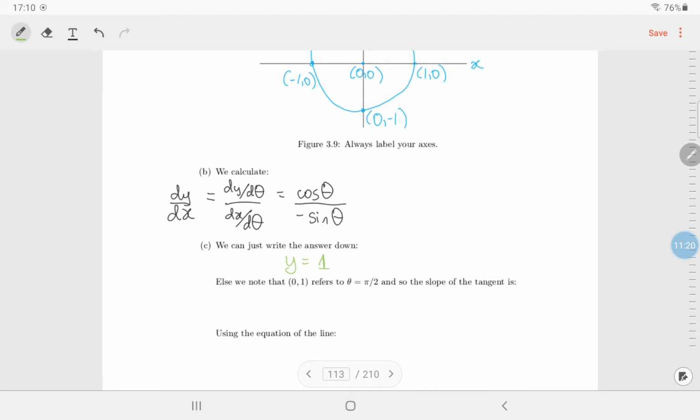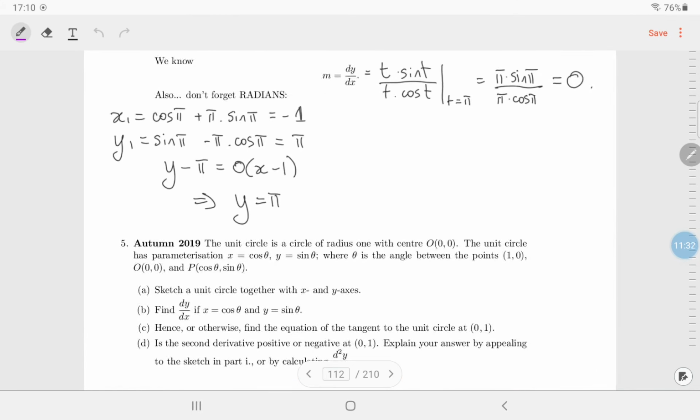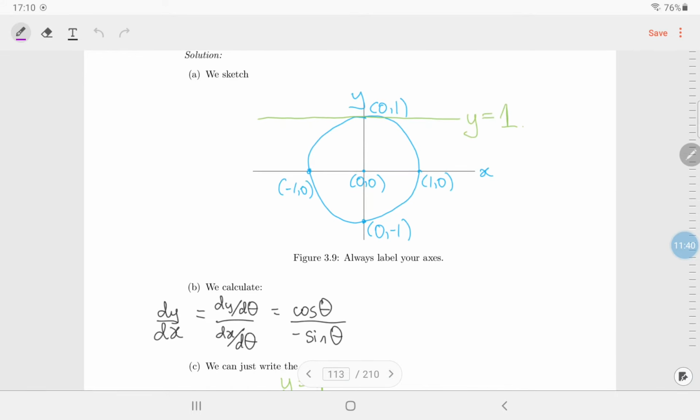Or else, you have to kind of get what 0, 1 refers to. So if you can read this, theta is the angle between the points 1, 0, the origin, and the point you're looking at. So it corresponds to theta equal to pi over 2, which is 90 degrees. In terms of your conversions, pi is 180 degrees. So you could do it like that.